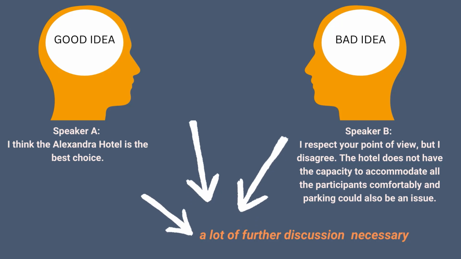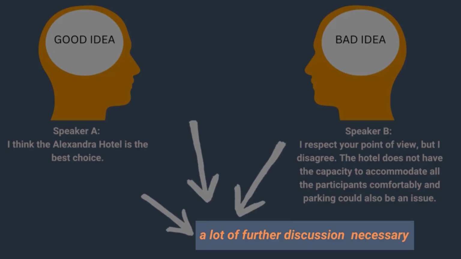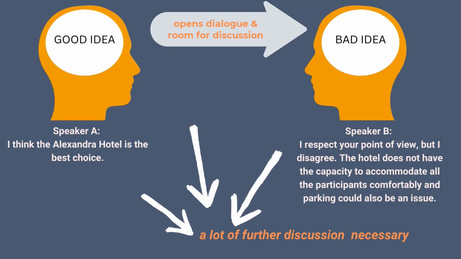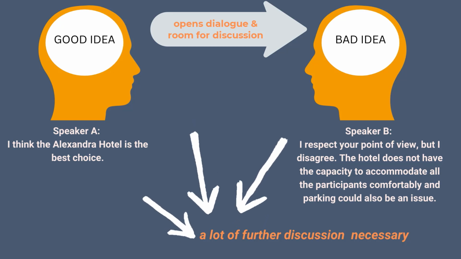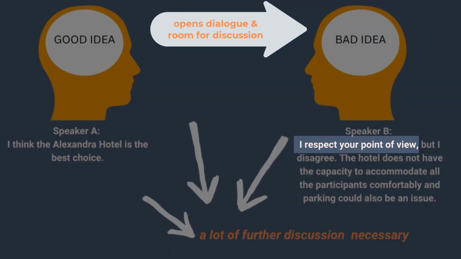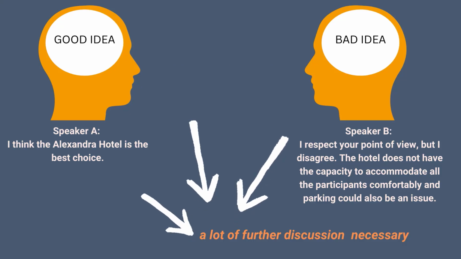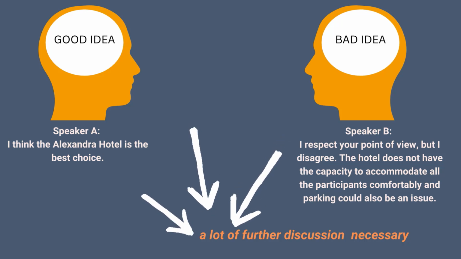Now, by saying that he or she completely disagrees with speaker A, he or she indicates that there's a lot of room for further discussion. Even though speaker B completely disagrees with speaker A, he doesn't close the conversation down or the discussion down, but shows respect to the other speaker and states this very, very firmly. So again, it's separating the people from the problem. So speaker B says, "I respect your point of view, I respect you as a person, I respect that point of view, but these are the reasons I disagree with this issue."